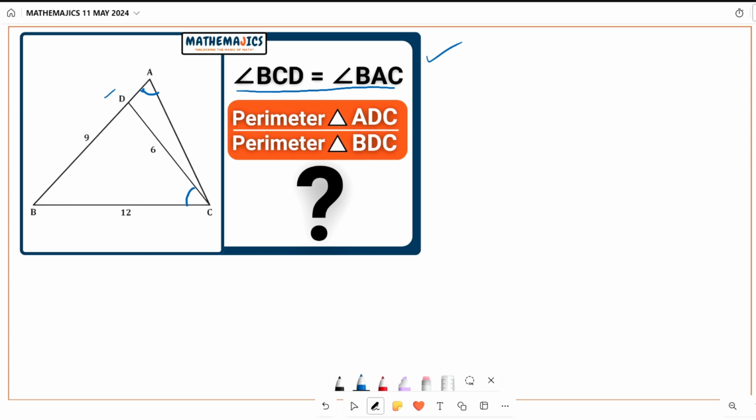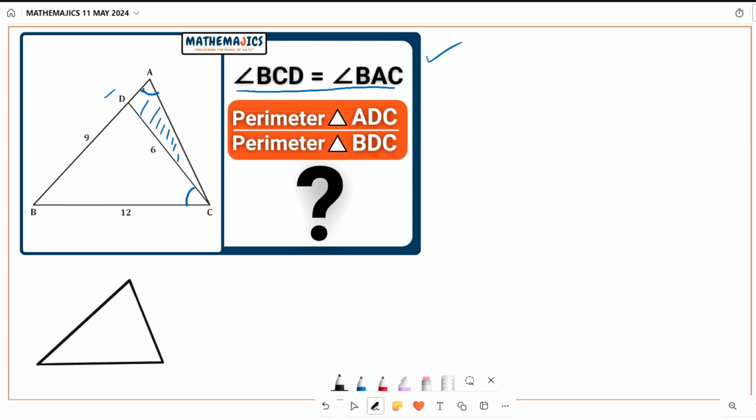And we need to find the ratio of the perimeter of triangle ADC, this small triangle, and the perimeter of triangle BDC. The perimeter of triangle BDC can be easily found. All three sides are given. So to find the ratio of the perimeters of both triangles, let's see what we can do. First of all, I will draw this small triangle BDC separately. I will tell you why I'm drawing this separately.